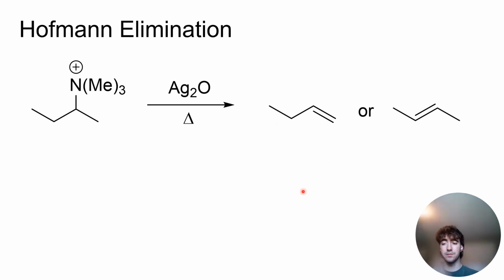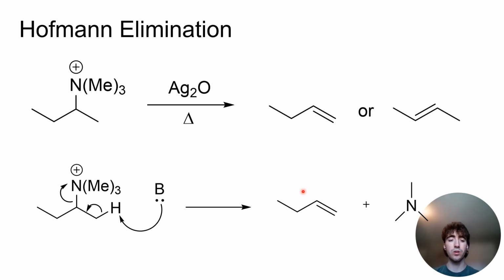Now, if we take a look at the mechanism, it's actually pretty straightforward. Once you treat it with methyl iodide and form that alkyl ammonium ion, the base will pick up the proton, the electrons will go down, the electrons will hop to the nitrogen, it'll eliminate, and you're left with your less substituted product.